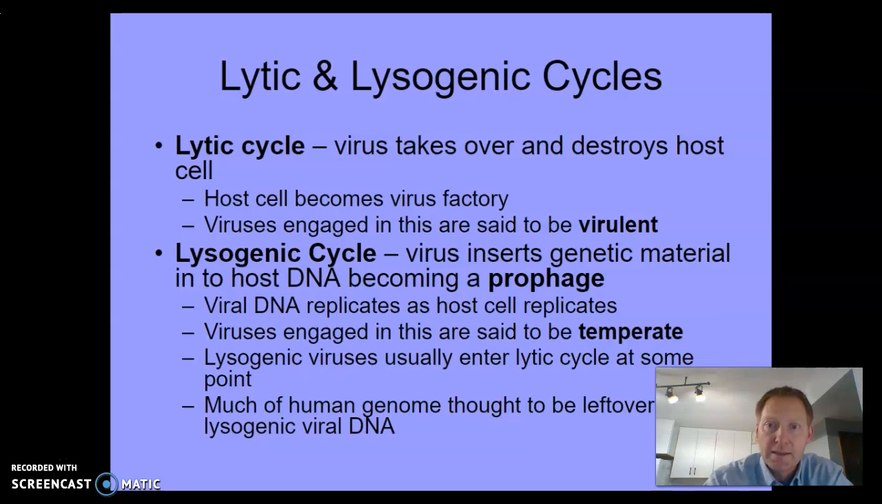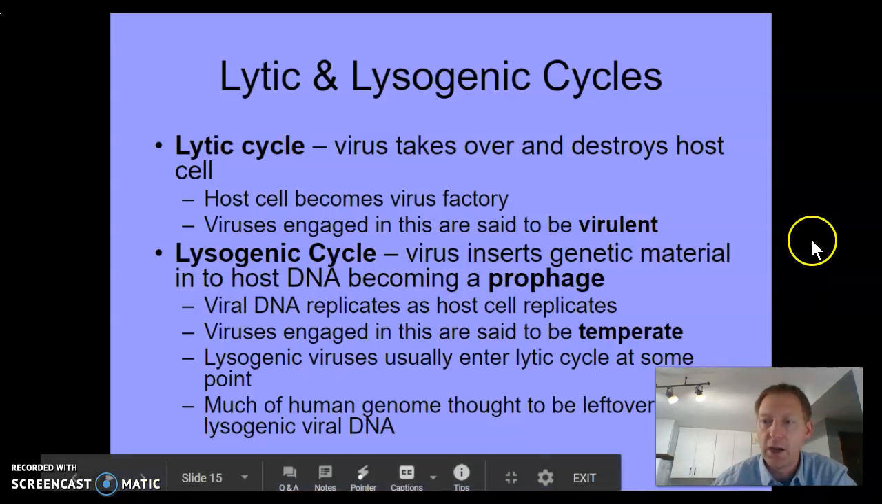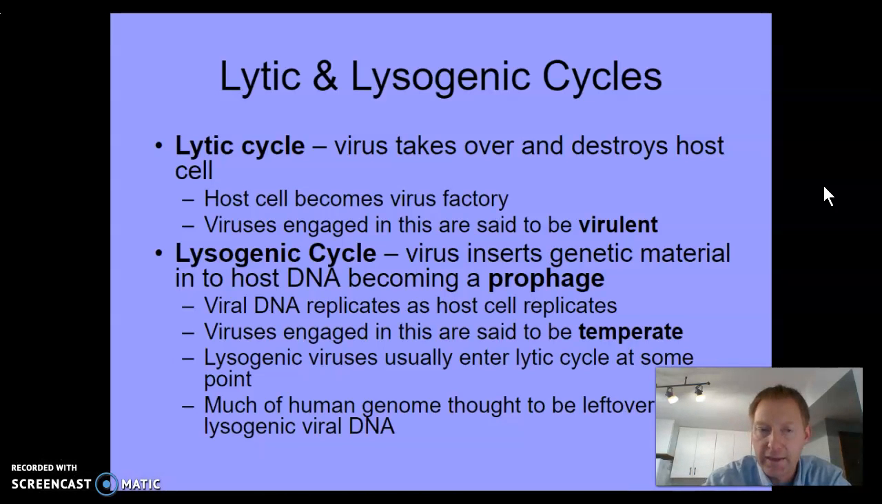In the lytic cycle, basically, the virus quickly takes over the cell, destroys the host cell's DNA, and then becomes a virus factory. So the cell, even though it might be a human cell or another organism's cell, no longer functions with any sense of being a human cell. It is totally 100% a virus cell at that point, if there is such a thing. It has been fully taken over.